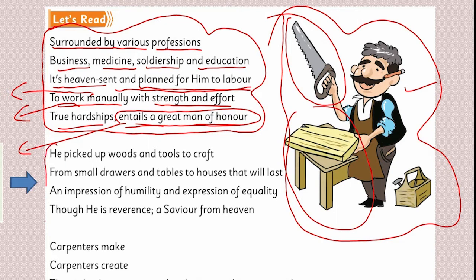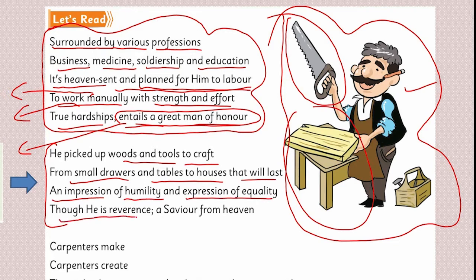Now look at the second stanza here. He picked up woods and tools to craft, for small drawers and tables to houses that will last, an impression of humility and expression of equality, though he is a reverence, a savior from heaven. He picked the woods and tools to craft and create the things with his mind. He has this ability to create things out of wood, tables, drawers, sofa, chairs, cupboards.